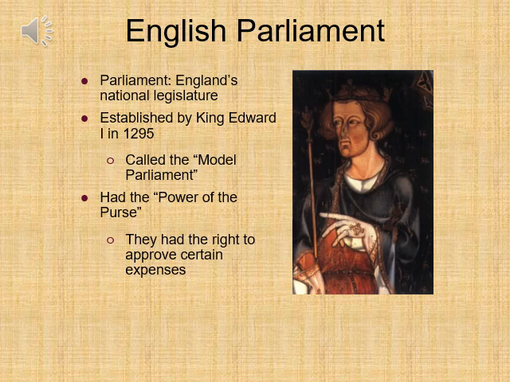English Parliament was England's national legislature. It was the body that made the laws. Originally established by King Edward I in 1295, England's Parliament has been called the Model Parliament, as it had the power of the purse. They had the right to approve expenses within the land, and not just working for the king and at the king's will and desire, but ideally working for and in the best interest of the English citizens. This wasn't always the case.